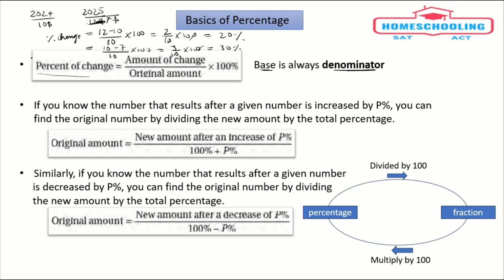So the formula is percentage of change is the amount of change divided by the original amount. And always remember, the base or the original amount is always kept in the denominator here. Now moving to the next question. If you know the result after a given number is increased by p%, you can find the original number by dividing the new amount by the total percentage.